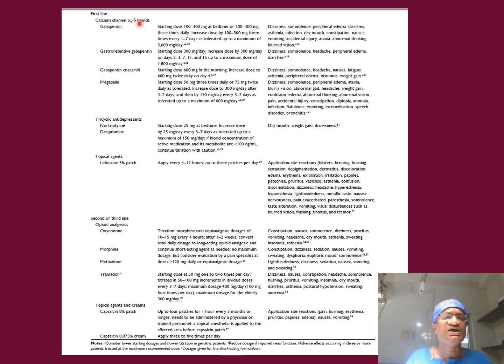Number 1 is the gabapentin, pregabalin group, which are calcium channel drugs. Then tricyclic antidepressants, nortriptyline and desipramine. Topical lignocaine, topical capsaicin. The next is opioids. These are the four. Number 1 is the gabapentin, pregabalin calcium group. Number 2 is topical 5% lidocaine. And the other group is tricyclic antidepressants, capsaicin, opioids.